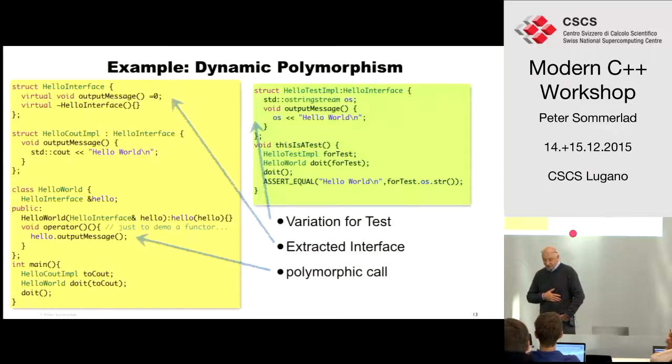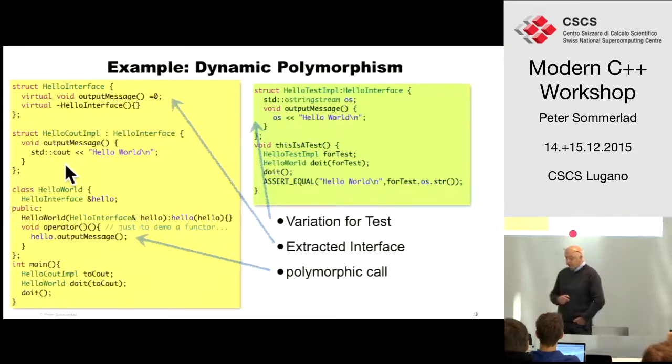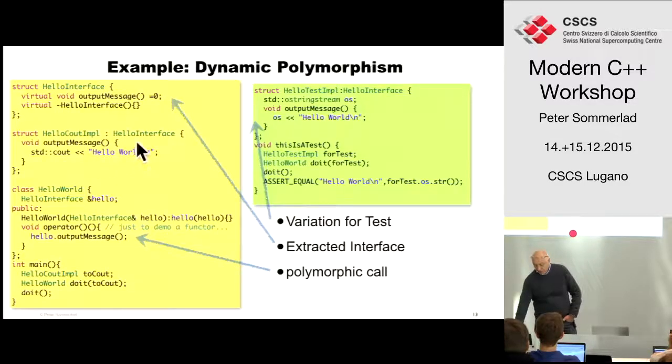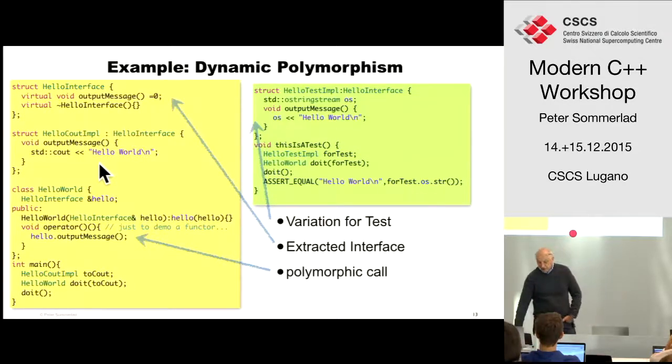I'm sorry for that. Then we have, let's say, the official implementation to cout, hello cout impl, which overrides the output message virtual member function. We don't have to repeat virtual here because it will automatically be inherited by inheriting from the hello interface publicly. And in that implementation, we actually output hello world to the std cout.